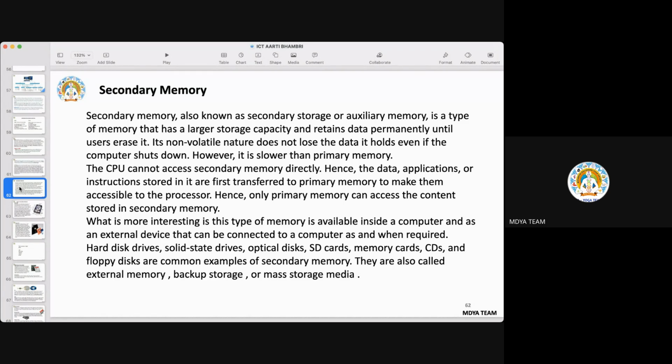Now, which memory in primary memory stores that data for the time being? Which memory? What do you think?